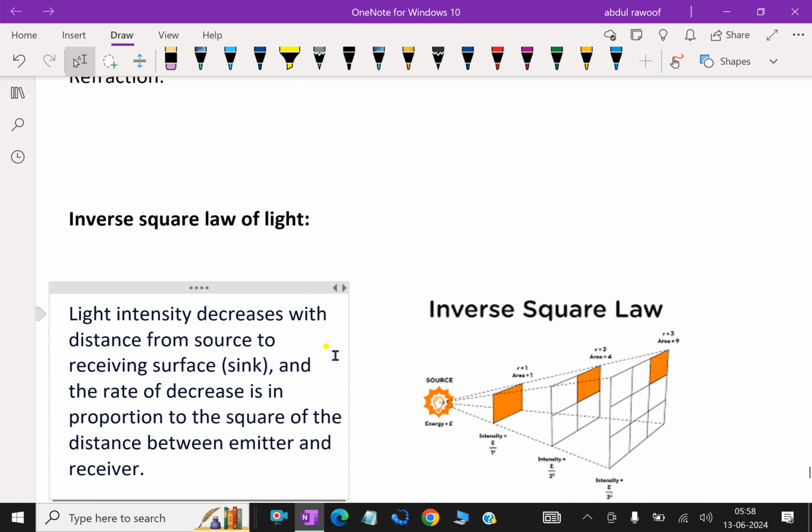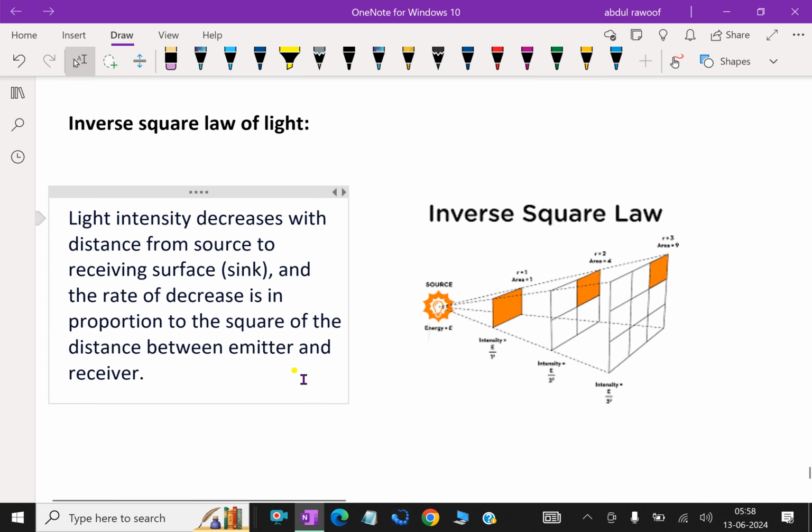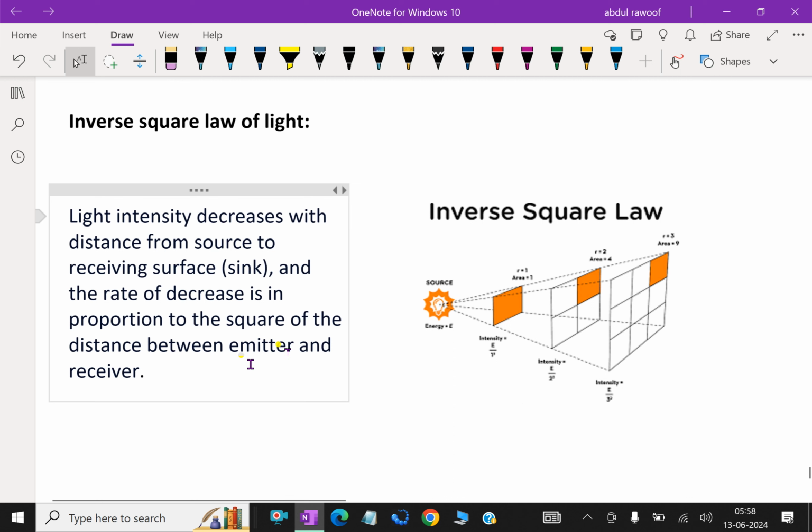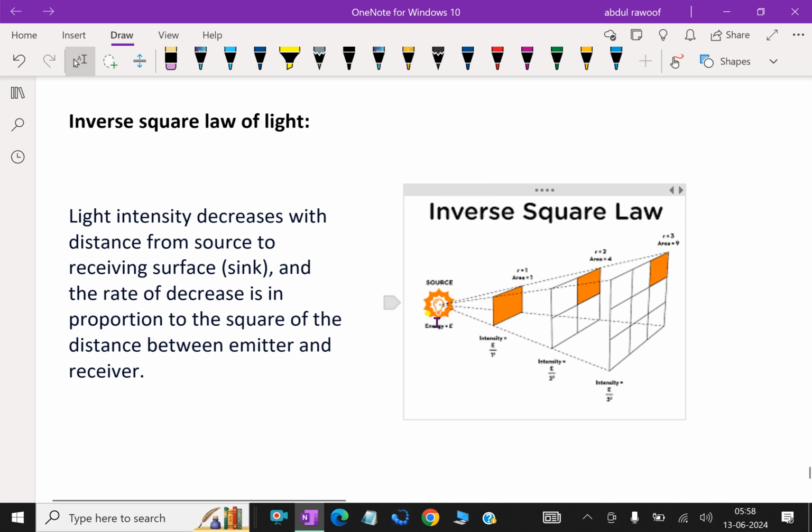Now we'll discuss some laws about electromagnetic radiation. Inverse square law of light. Look here, the light source is here. Near the light source, the area covered is less, so the intensity is more. If the light propagates farther and farther from the source, the intensity reduces.